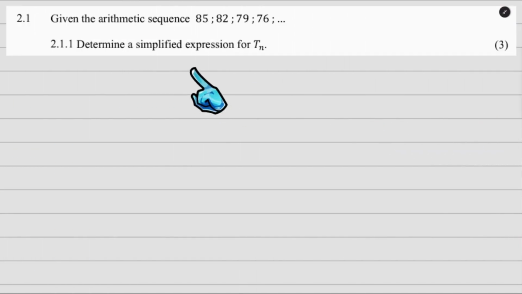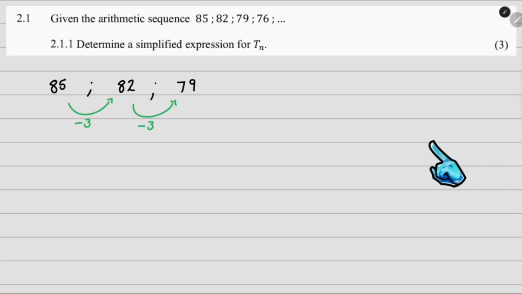Question 2 gives us a stock standard arithmetic sequence, and we need to get a simplified expression for Tn. So I need to get my difference to accomplish that. Looks like I'm subtracting 3 every time, so that is my constant first difference. And then we have a look on the formula sheet for our Tn formula for an arithmetic sequence.